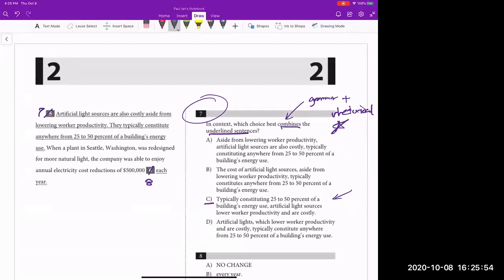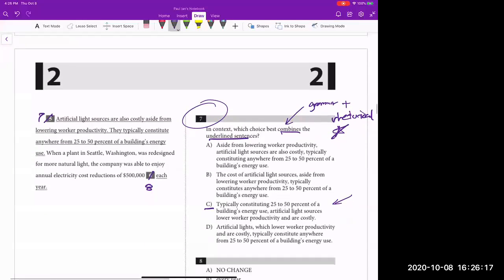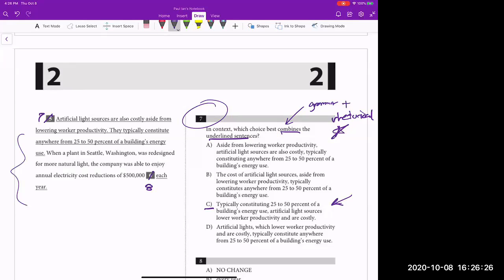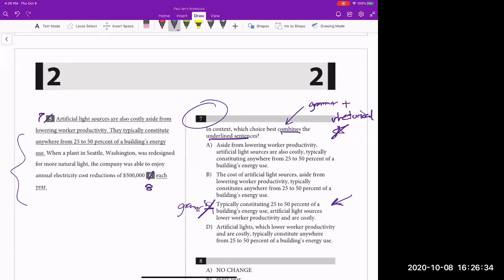So if you take a look at this: "typically constituting 25 to 50% of the building's energy use. Artificial light sources lower worker productivity and are costly." Okay, yeah, you are combining those sentences, but there's no relation to the previous one, right? We were talking about worker productivity, somehow employee productivity. So it just talks about this paragraph. Like C is good if you're just talking about grammar. But at the back of your mind, you always have to check this.